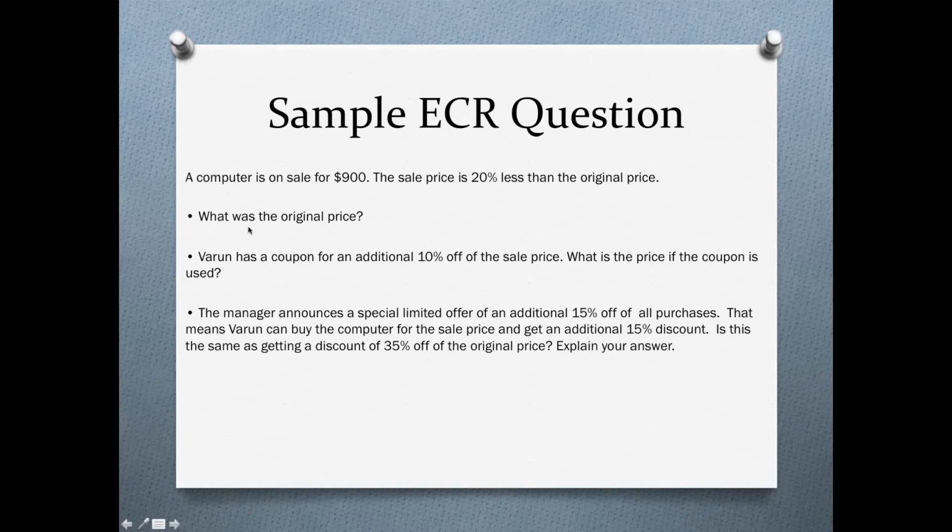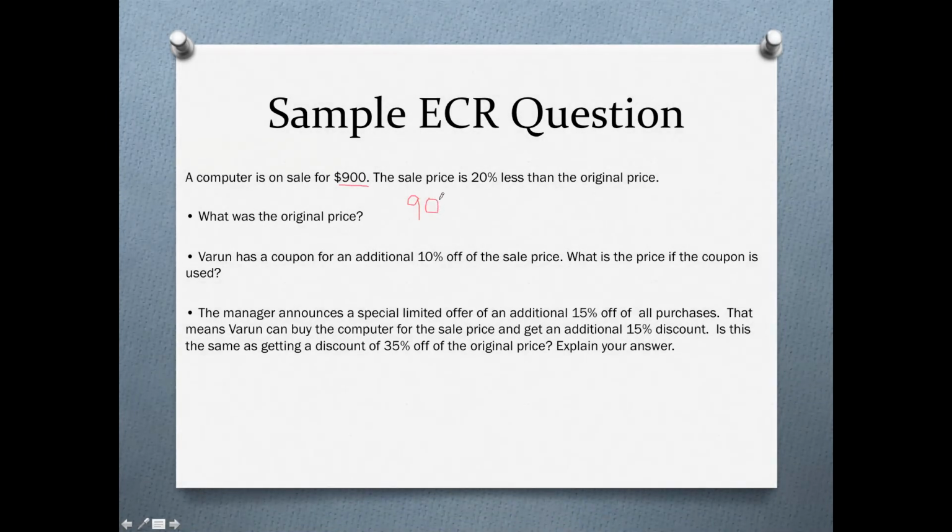So let's look at the first question. It says, what was the original price? Well, it tells me that the computer is on sale for $900. That's the sale price. And they're telling me that this number is 20% less than the original price. So in other words, this 900 represents 80% of the total price.